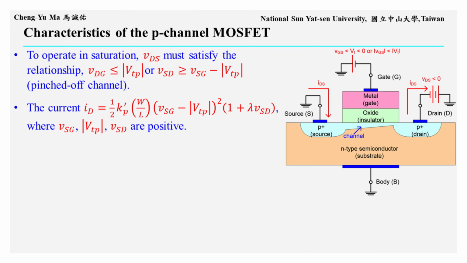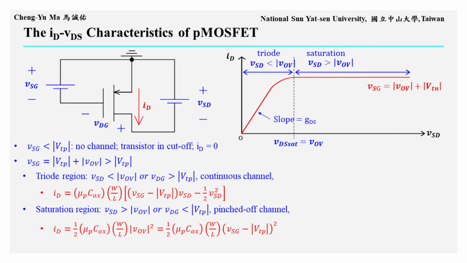The saturation current is ID equals 1/2 Kp prime W over L times the square of VSG minus absolute VTP. If channel length modulation is included, the current is multiplied by the factor 1 plus lambda VSD. In this expression, VSG, absolute VTP, and VSD are all treated as positive quantities. We can summarize the PMOS current voltage characteristics as shown. When VSG is less than the absolute value of VTP, the hole inversion channel is not formed, so the device is in cutoff and ID equals 0.